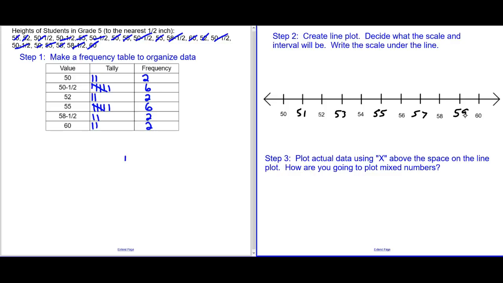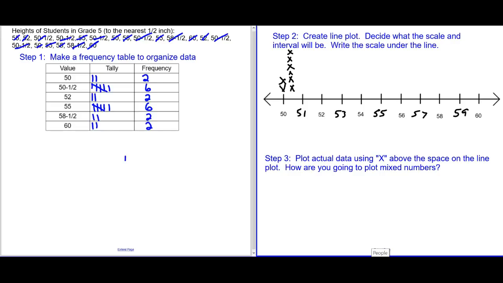So we're going to look at this data, and we are going to place our information on this line plot. So our first value is 50, and there's 2 of them. So when I go to 50, I'm going to put 2 X's right at 50. My next value is 50 and a half. So knowing that this is 50 and this is 51, 50 and a half would go halfway between those. There's not actually a hash there, and that's okay, as long as I put it right in between. So I need 6 here. 1, 2, 3, 4, 5, 6. And that's exactly right around a 50 and a half.